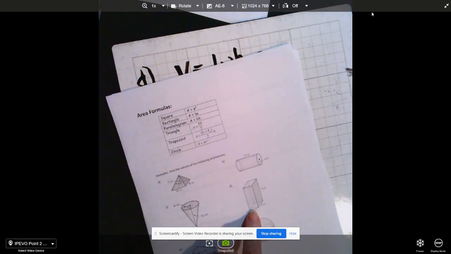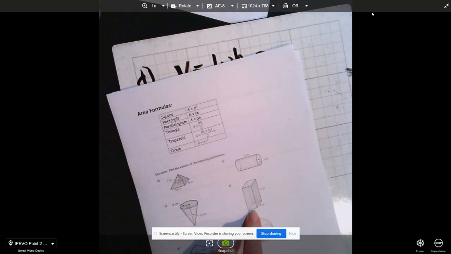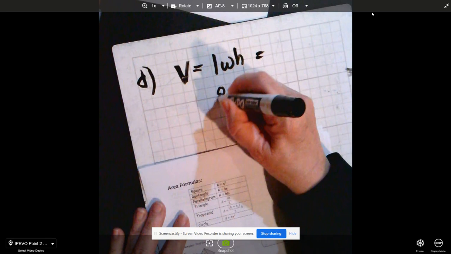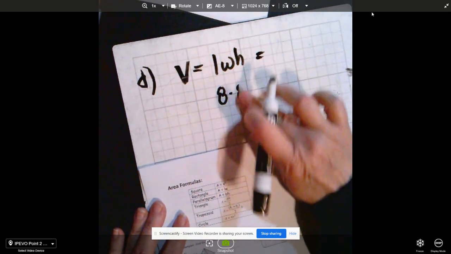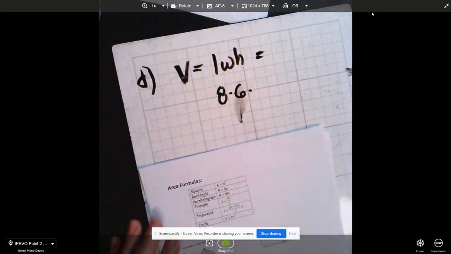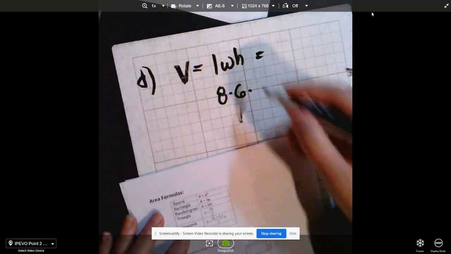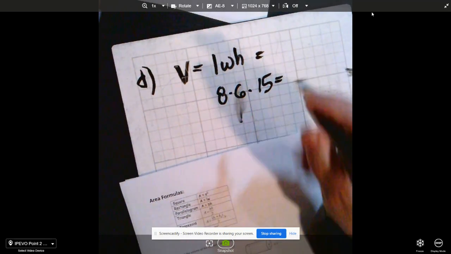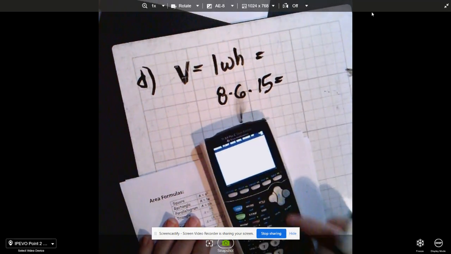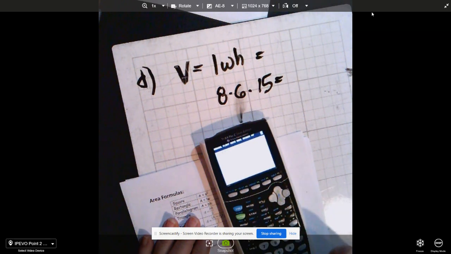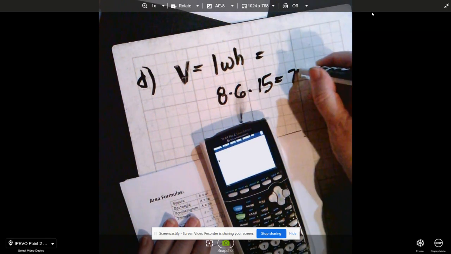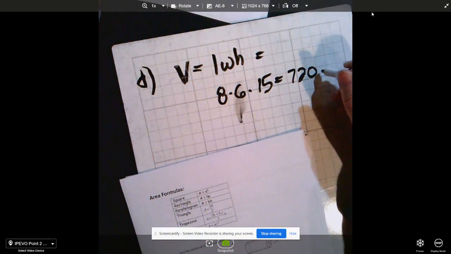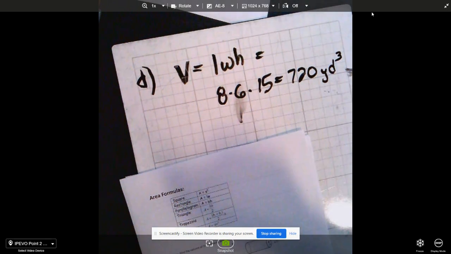Well, I know the length and the width are 6 and 8. And the height is 15. So I just have to multiply those together. 6 times 8 times 15. And I'm going to get 720. The units are yards, so it'll be yards cubed.